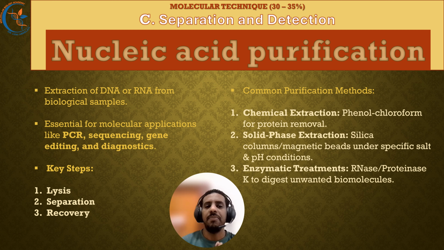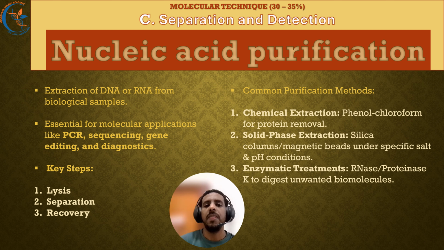In the lysis step, the cells or viral particles are broken open to release nucleic acids. Then we go to the separation step, which removes contaminants like proteins, lipids, and carbohydrates. And the final step is recovery, where the purified nucleic acids are concentrated and prepared for future use.